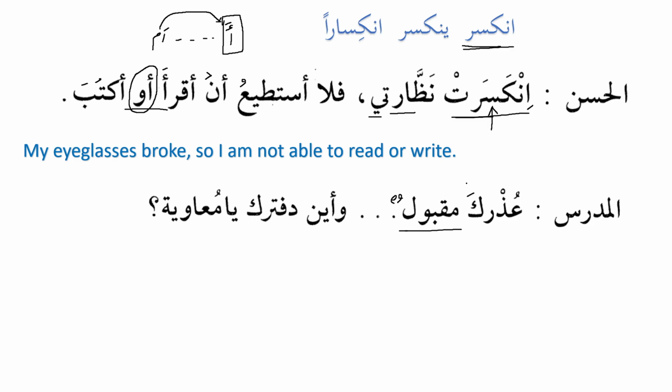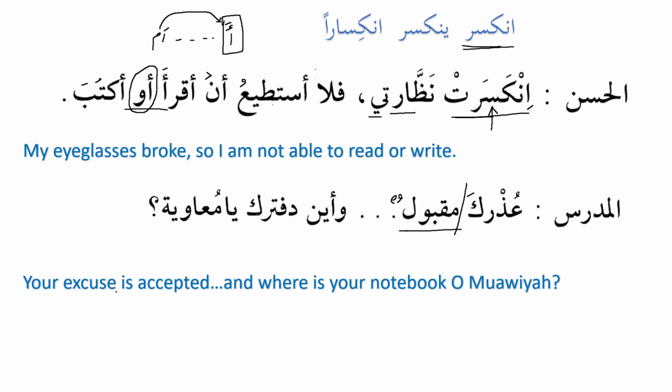Udhruka is mudaf mudaf ilayh, plus it is mubtada, and maqbulun is khabar, a very easy sentence. Your excuse is accepted. So when you look at the translation, you can see that this is a passive construction. Your excuse is accepted. وَأَيْنَ دَفْتَرُكَ يَا مُعَاوِيَةُ, and where is your daftar, O Muawiyah? And where is your notebook, O Muawiyah?